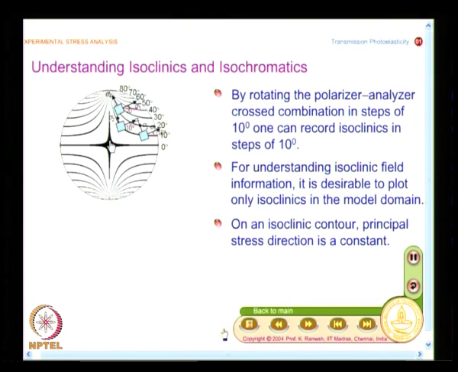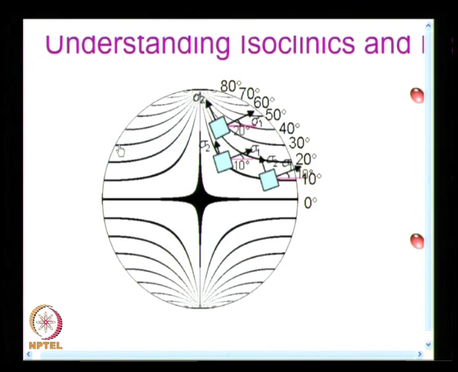And what is shown here is an isoclinic labeled as 10 degree isoclinic. What you find here is that sigma 1 and sigma 2 can have different magnitudes, but their orientation remains constant in this isoclinic. And if I go to a 20 degree isoclinic, the angle becomes 20 degrees.